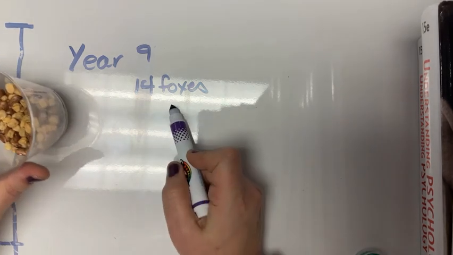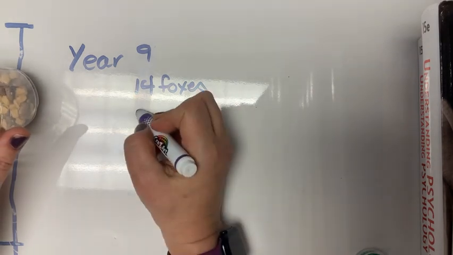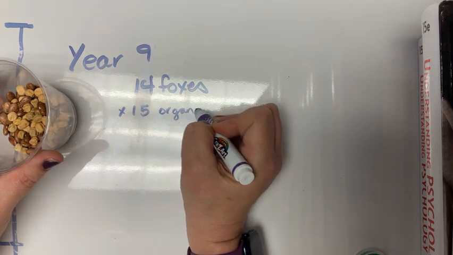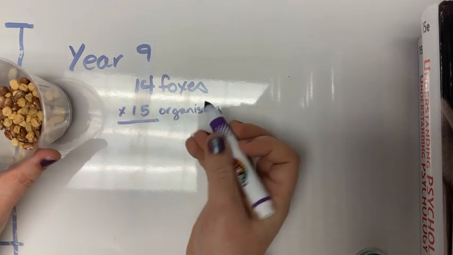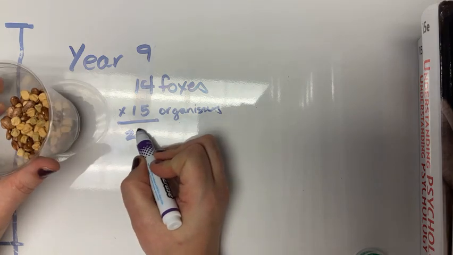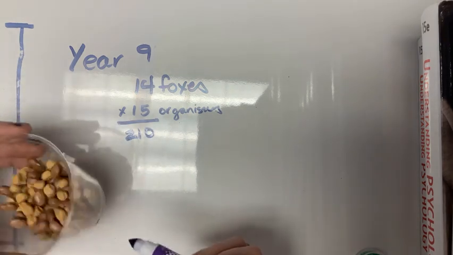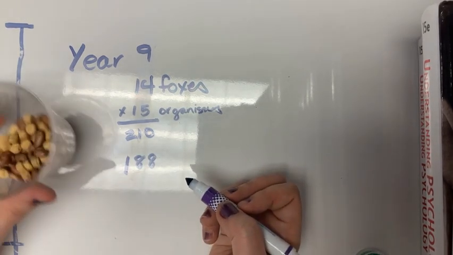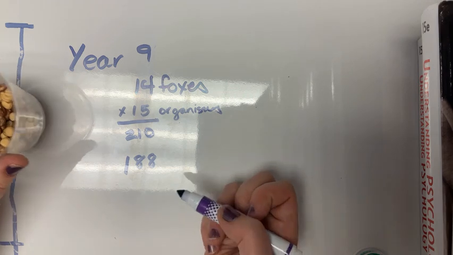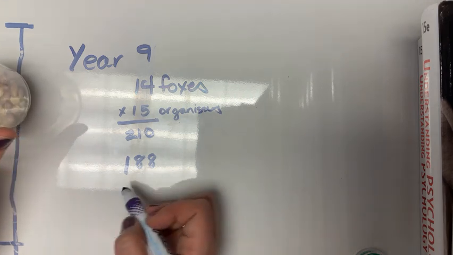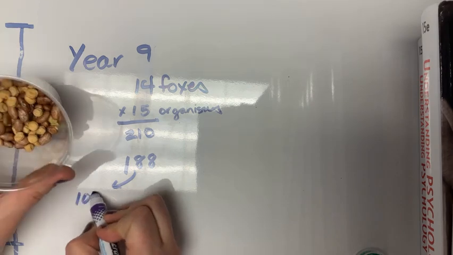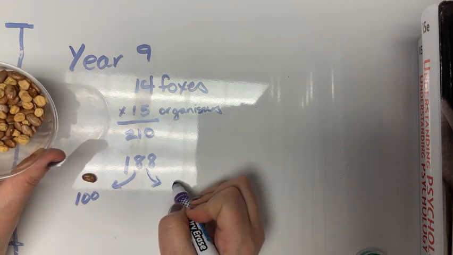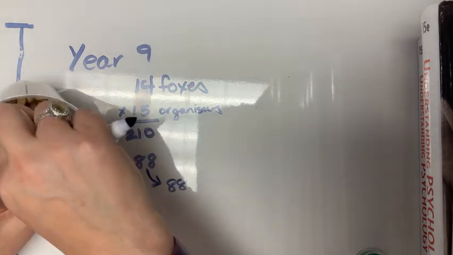All right, so with 14 foxes, if each fox gets 15 organisms, then I would need 210 organisms in here, and I don't have that. I only have 188. So I know that 100 are my beans, and 88 are my mice.